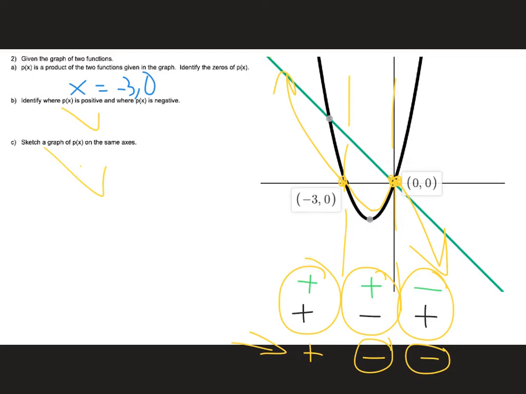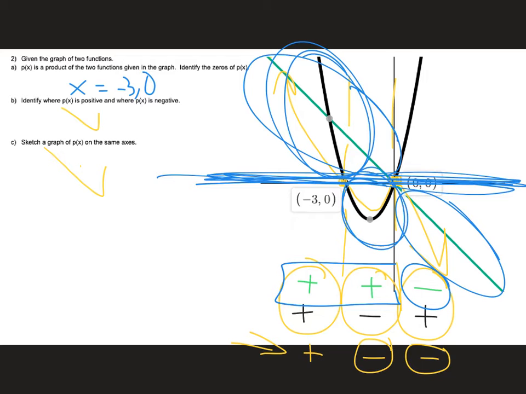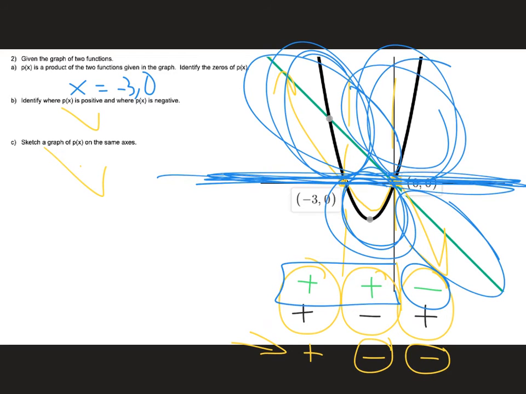If you're confused about the positive, negative thing, feel free to talk to us. It's about the location of the graph. So anything above the x-axis is positive. So green is positive, and then green is negative. Black is positive, and then black is negative, and then black is positive again.